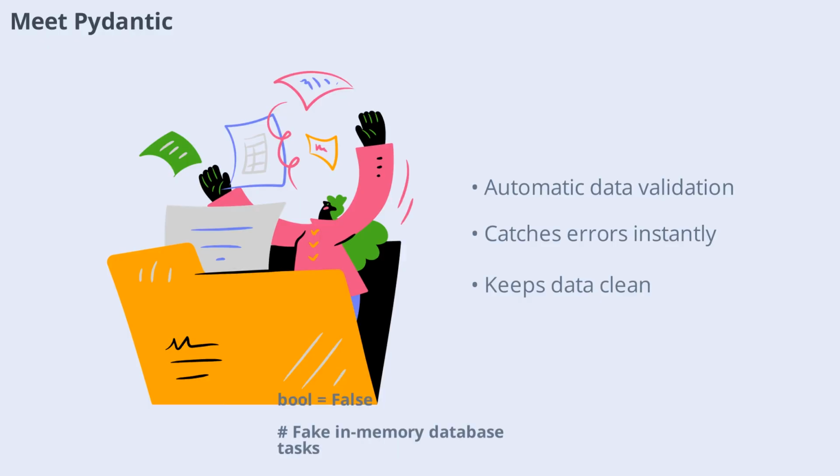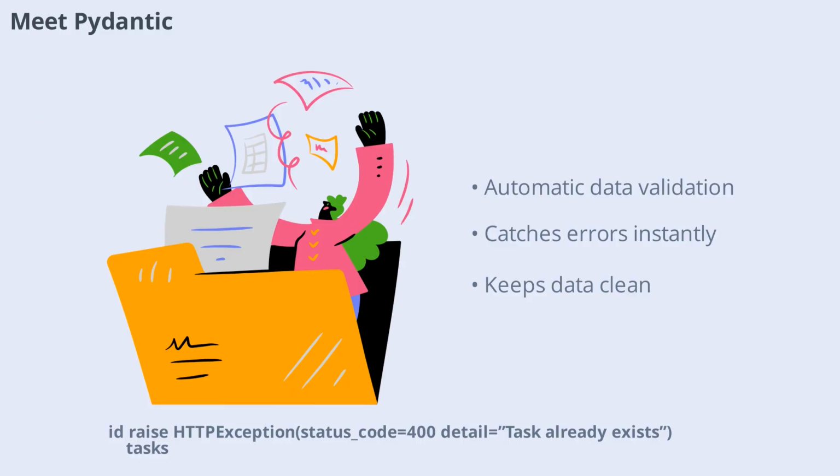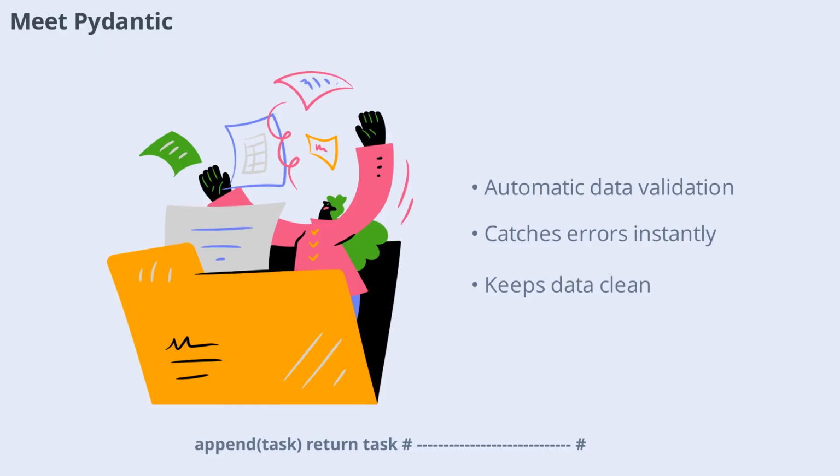# Create (POST). @app.post("/tasks", response_model=Task). def create_task(task: Task): for t in tasks: if t.id == task.id: raise HTTPException(status_code=400, detail="Task already exists"). tasks.append(task). return task.